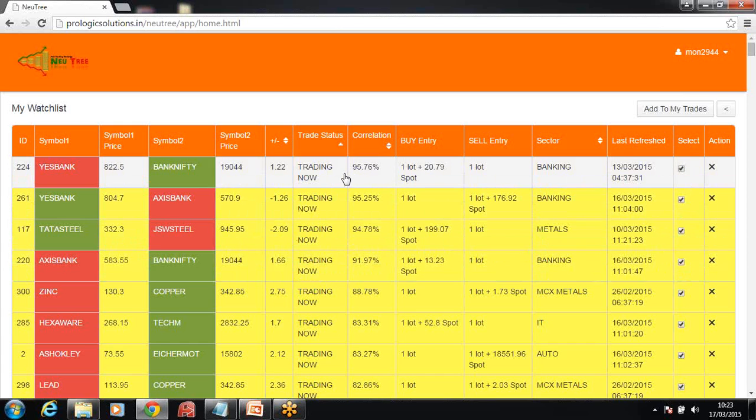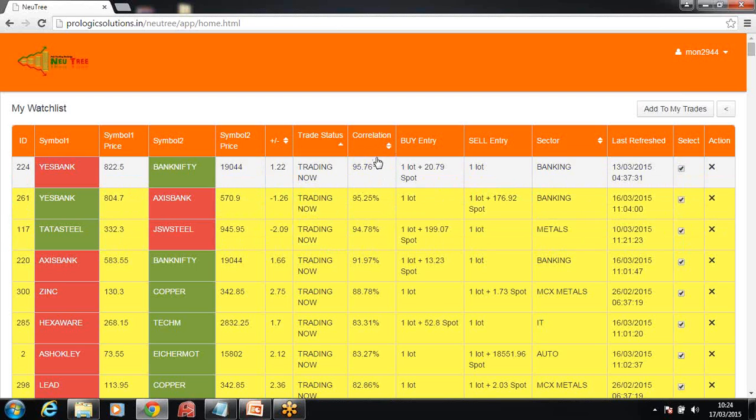Now you can see, your correlation should always be 70 to 75% and above. That is the first condition you should have. For any pair, your correlation should be 70 to 75% or above, then only you enter a trade. I will show you why.